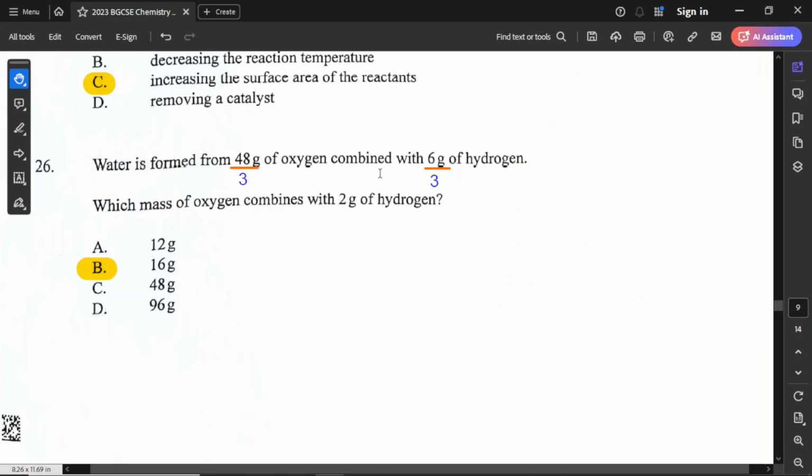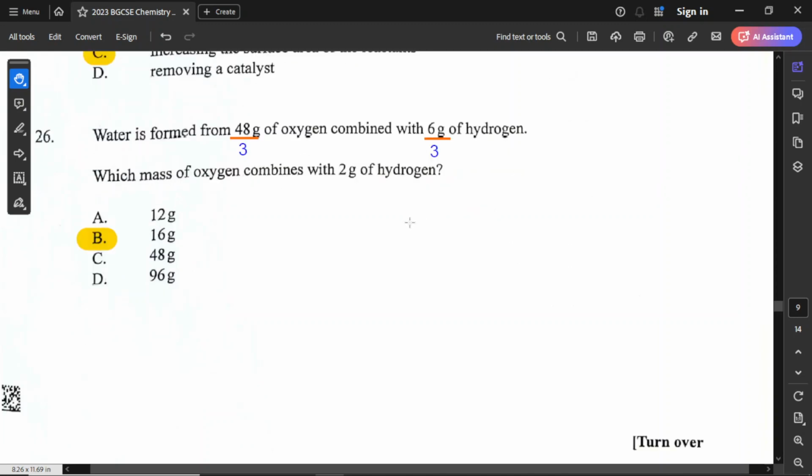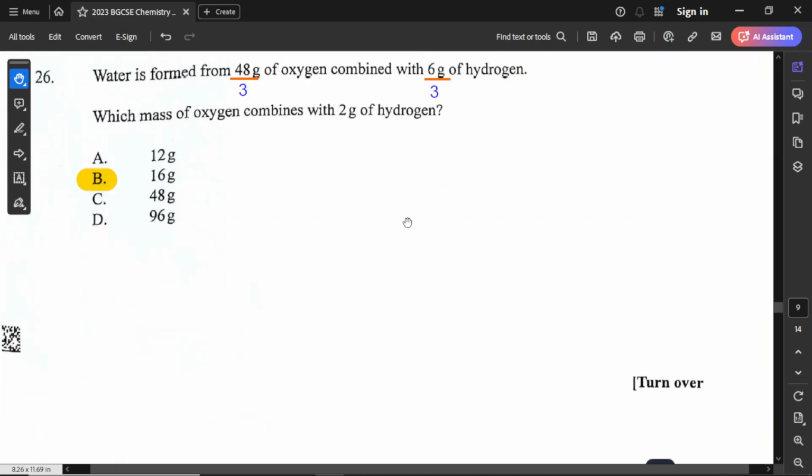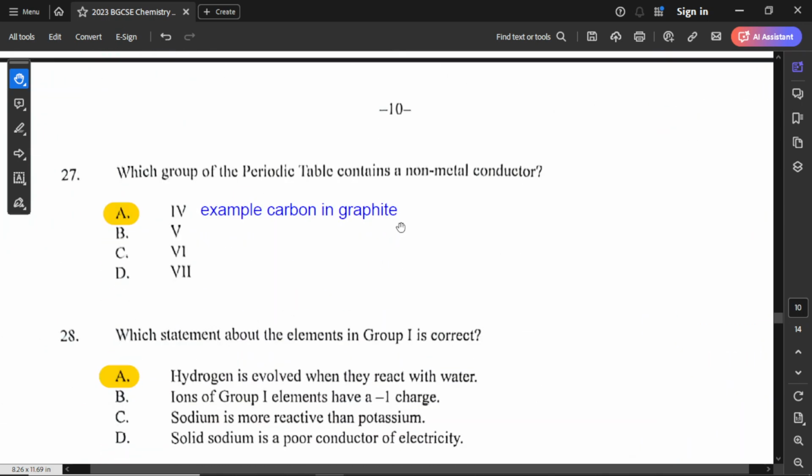Either you understand that 3 goes into 6 two times, or you divide 6 by 2 to give you 3, and divide 48 by 3. So you could just simply do that: 6 over 2 multiplied by 48. That's another way you can express the formula, and you get 16. All right, number 27.